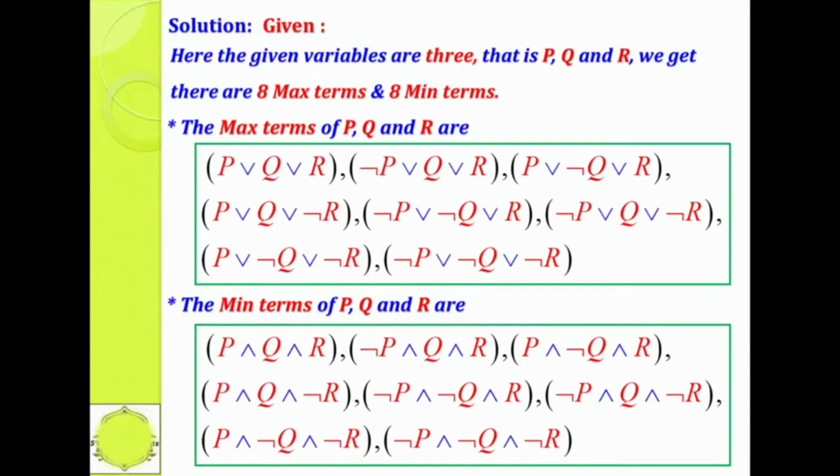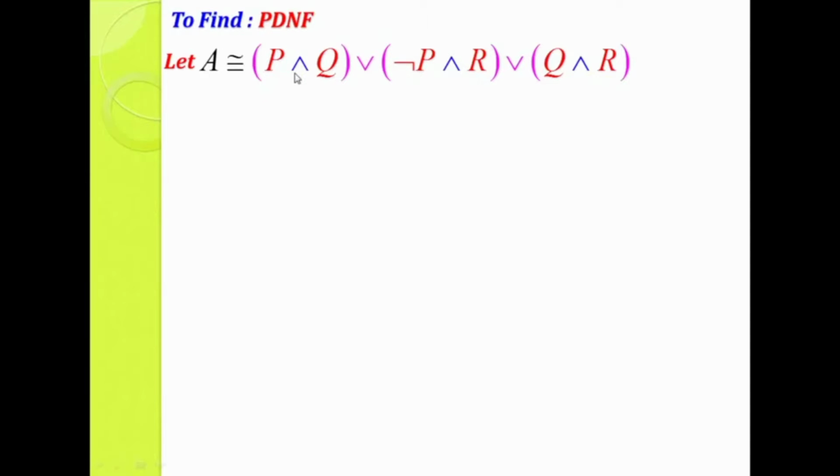Okay, next, let us consider capital A equal to the given expression. What is the PDNF working rule? Step number 1: first we remove all the conditional symbols by using the equivalence law, or the biconditional equivalence law. In the given expression there is no such symbol, so we are not using step number 1.